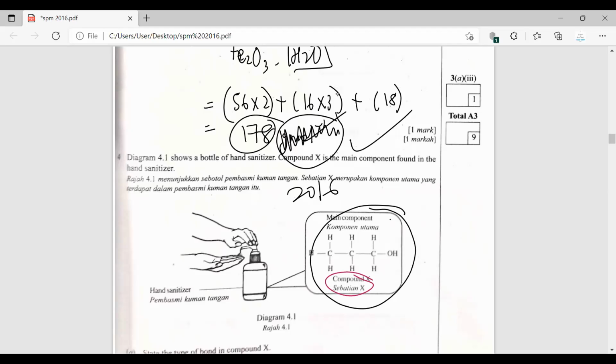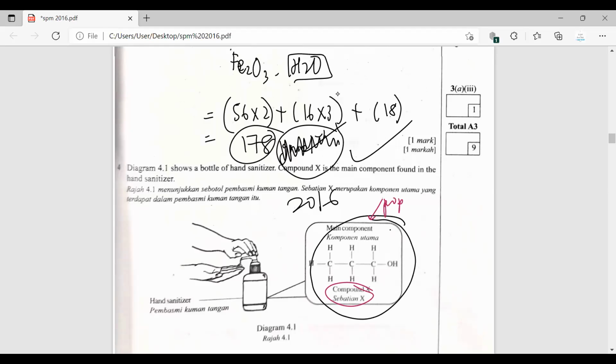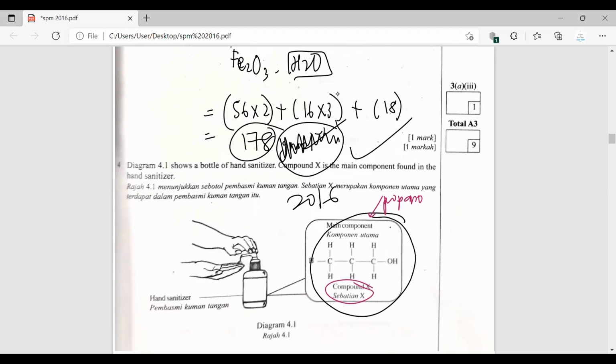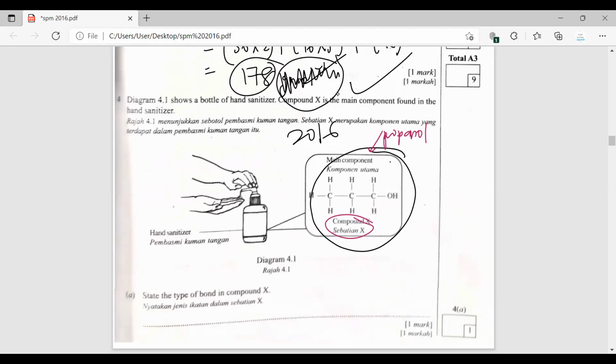So is it propanol? Excellent, Barbie. So this is me. I'll be talking to myself if I'm the one sitting for the paper. Okay, this is propanol, correct. I'll write it down even before I look at the question. Okay, now let's look at question number 1. What is the type of bond in propanol?